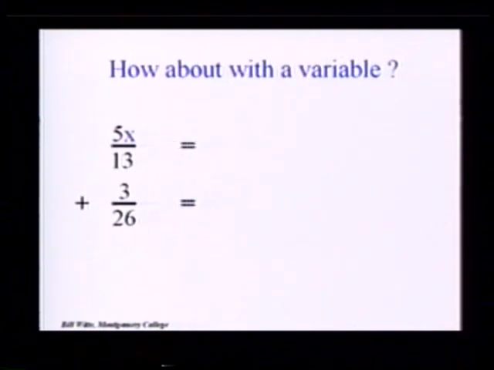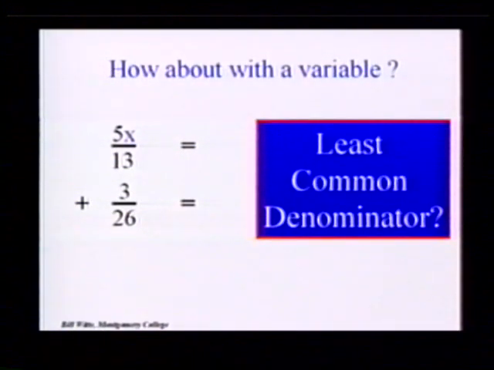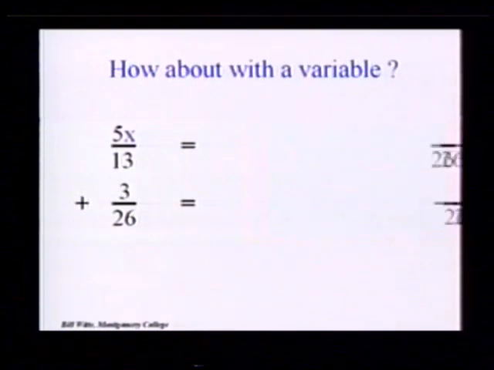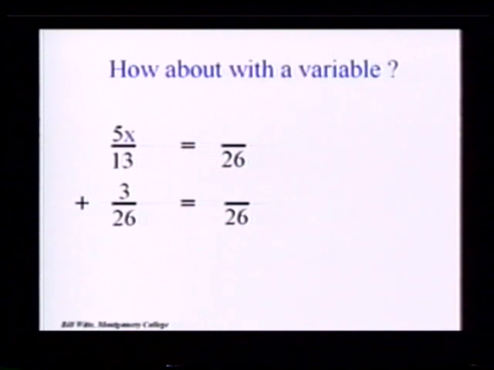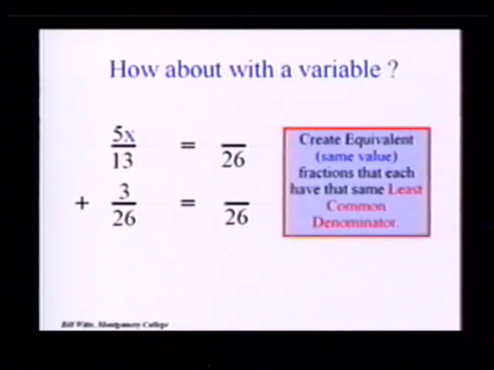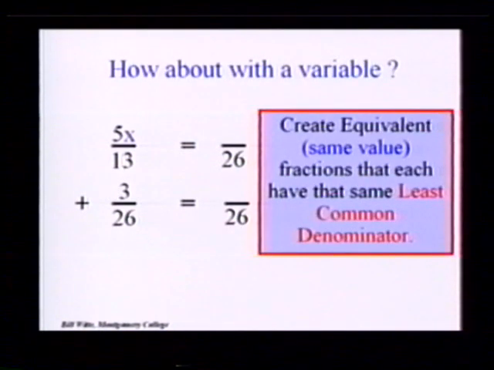First step, get a least common denominator. 13 and 26. Here I come to save the day. We can do it. Woohoo! It's 26. 13 goes into 26. Okay? Now, we've got to create these equivalent fractions.